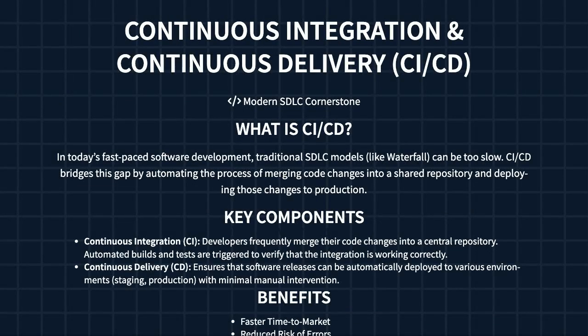Okay, let's talk about CI/CD. Basically, it's a super important part of how we build software now. Think about waterfall. It can take a long time to get something out the door. CI/CD is all about automating that process. We have continuous integration, where developers constantly merge their code and automated tests check everything's working. Then comes continuous delivery, which makes sure those updates can be released automatically without tons of manual work. This means we ship faster, reduce errors, and help our teams get more done.